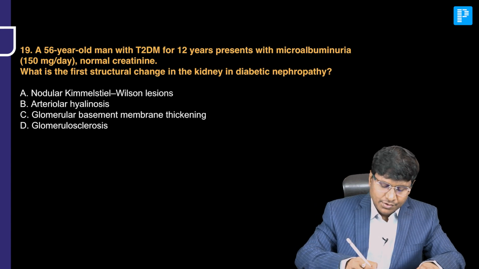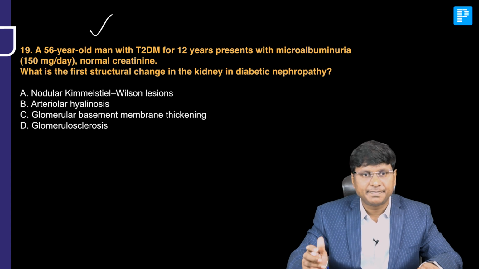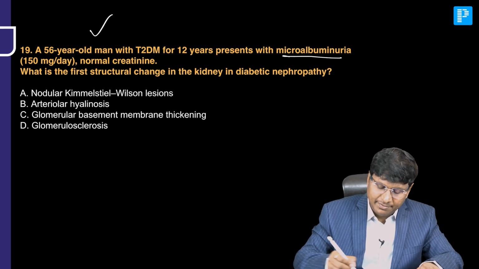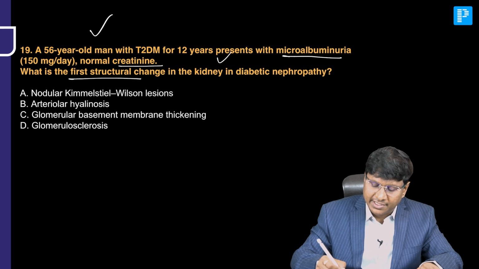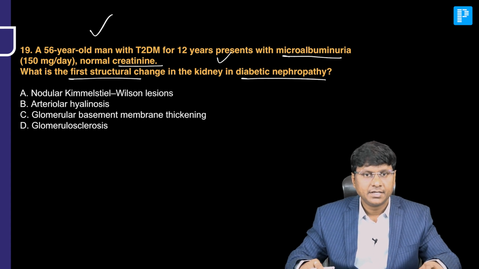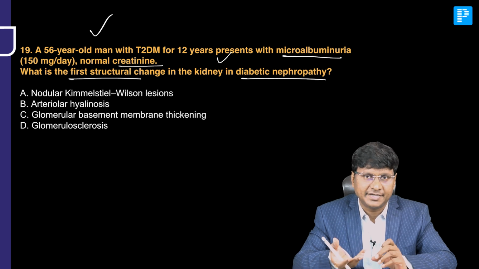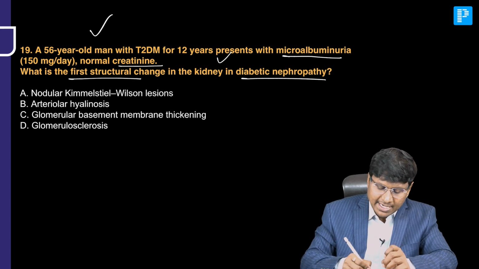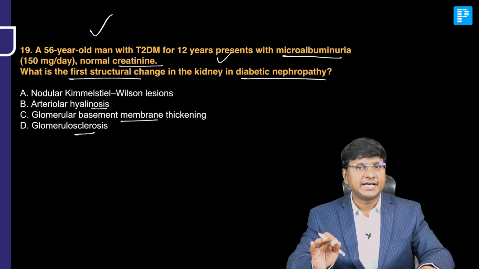Next question. We have a 56-year-old man with type 2 diabetes mellitus for 12 years presenting with microalbuminuria and normal creatinine. What is the first structural change in the kidney in diabetic nephropathy? The options are nodular Kimmelstiel-Wilson lesion, which is pathognomonic for diabetes, but that is not the earliest; arterial hyalinosis; glomerular basement membrane thickening; and then glomerulosclerosis. So what will you observe in diabetic nephropathy?